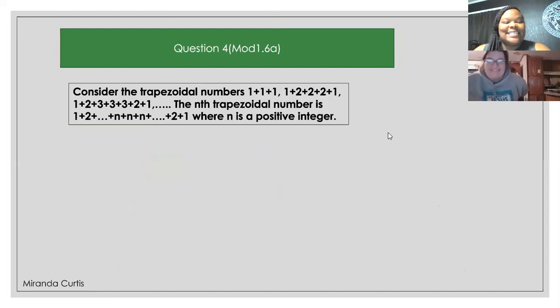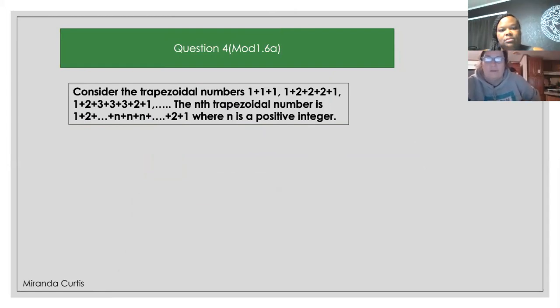Consider the trapezoidal numbers 1 plus 1 plus 1, 1 plus 2 plus 2 plus 2 plus 1, 1 plus 2 plus 3 plus 3 plus 3 plus 2 plus 1. The nth trapezoidal number is 1 plus 2 plus, and so on, where n is a positive integer.